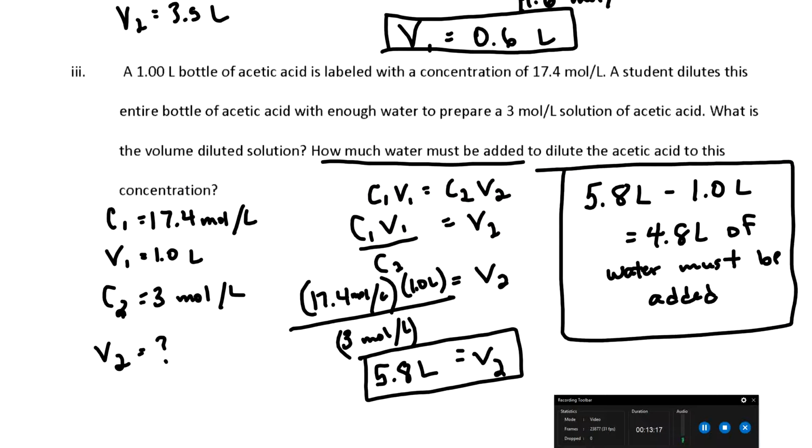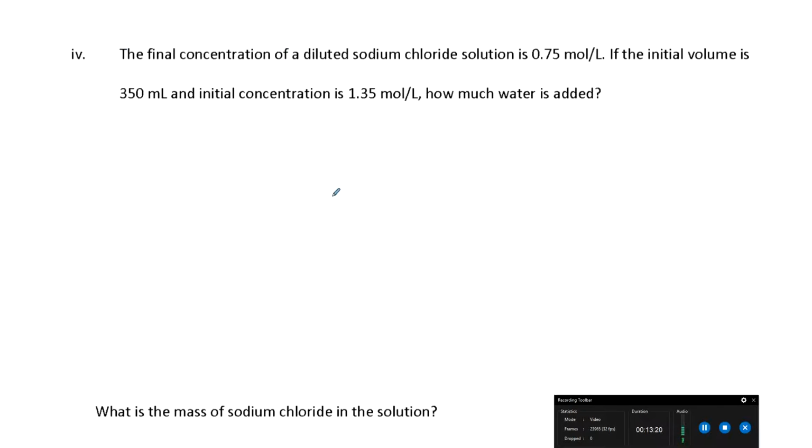All right. So let's try one last question, and then you can try a few on your own on the assignment. The final concentration of a diluted solution of sodium chloride is 0.75 moles per liter. I know that's my final concentration. If the initial volume is 350 milliliters and the initial concentration is 1.35 moles per liter, how much water is added? So here's another time where we're going to have to do that additional step.